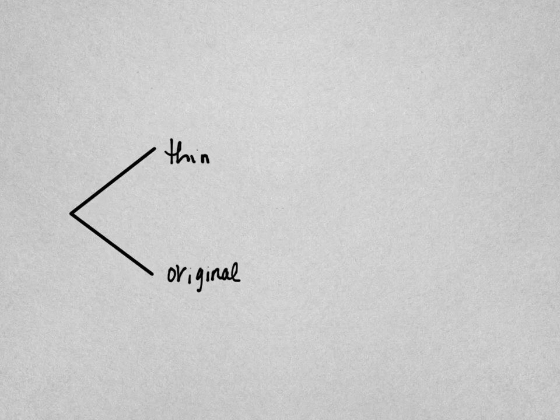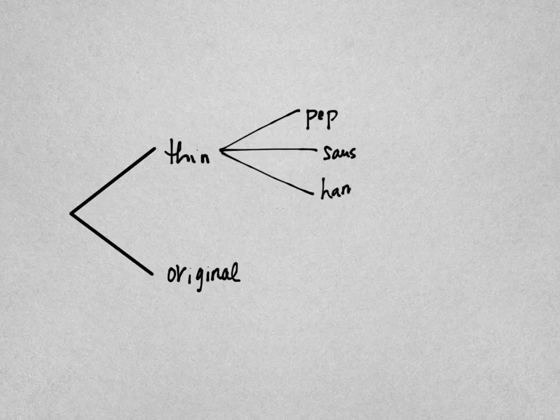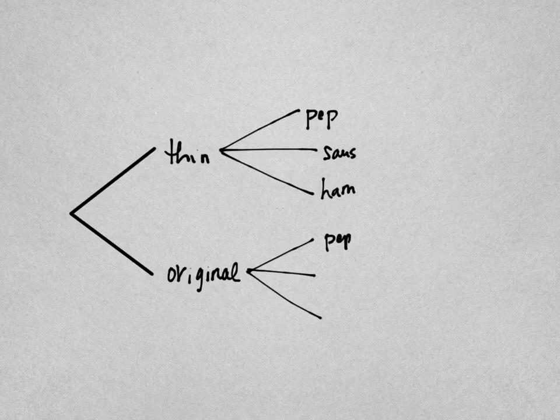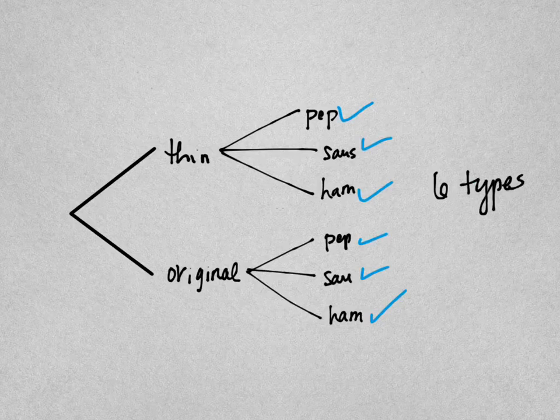And then she had 3 different toppings. What were her topping options? Pepperoni, sausage. Okay, so we have pepperoni, sausage, and ham. So she could have a thin pepperoni, a thin sausage, a thin ham, or she can have an original pepperoni, an original sausage, and an original ham. So if you count at the very end, that shows all my different options over here. I have 1, 2, 3, 4, 5, 6 different types of pizza she could have. So you're breaking it down into choices is all you're doing.